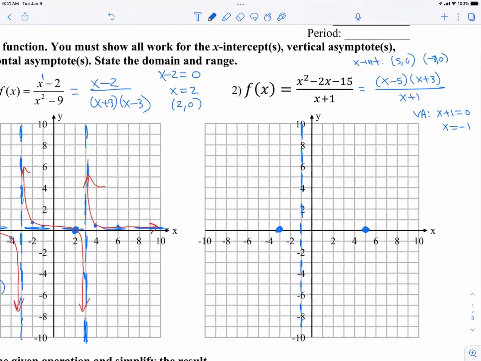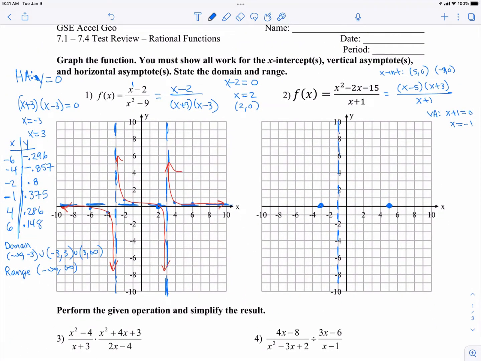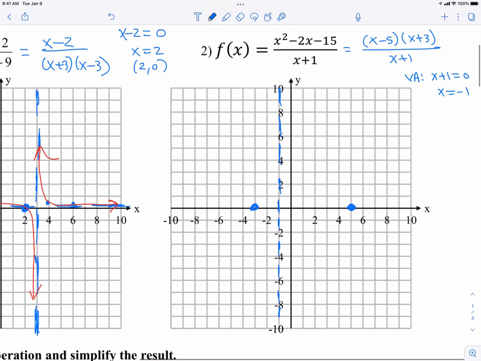All right, let's go ahead and find the horizontal asymptote and or slant asymptote. Well, because the numerator's degree is 2 and the denominator's degree is 1, the numerator's degree is 1 greater than the denominator. So in this case, we do not have a horizontal, but instead we have a slant asymptote. So to find the slant asymptote here, we are going to divide using synthetic division.